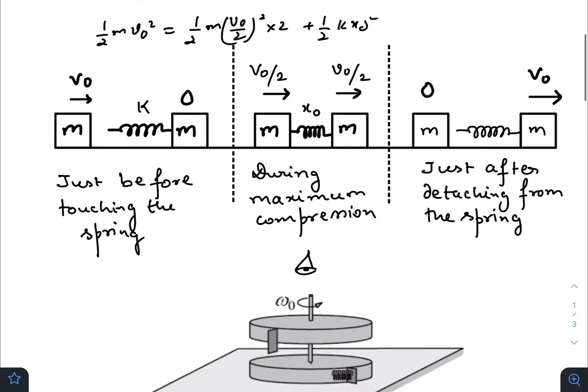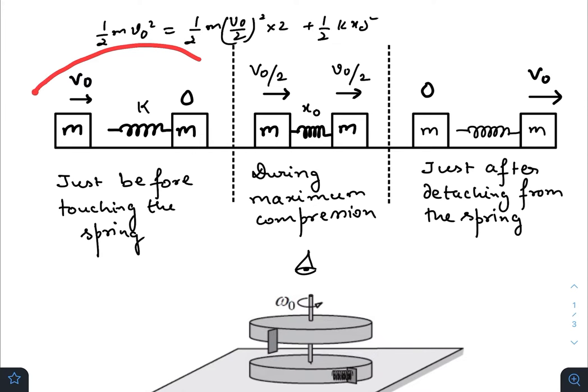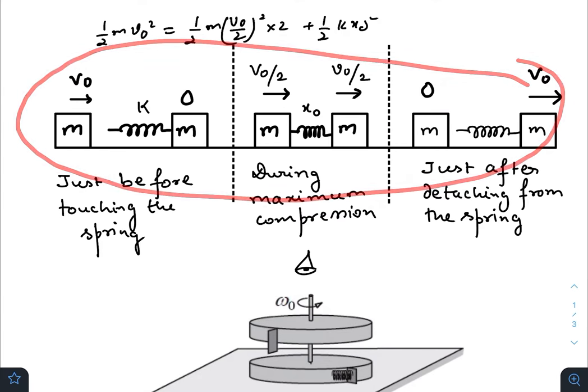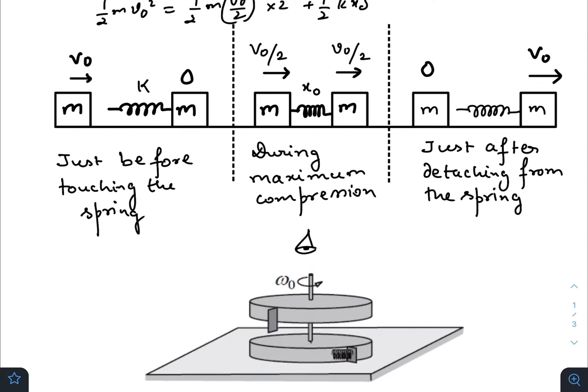Again, after some time, the spring increases the velocity of this mass, and after that it tries to decrease the velocity of the other mass also. Ultimately, after some time, the left mass will come to rest, and this whole kinetic energy will be transferred to the block at the right. So that covers just before coming in contact with the spring, during maximum compression of the spring, and just after getting detached from the spring. This is the whole situation, and our present problem is nothing but the rotational analogy of this whole problem.